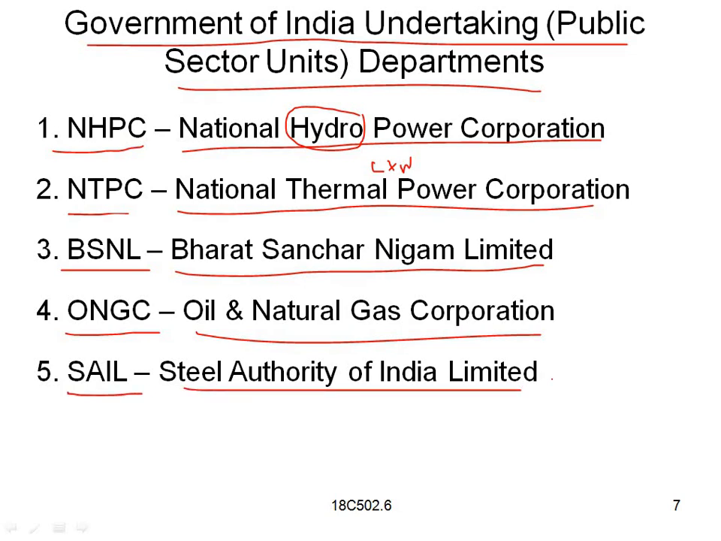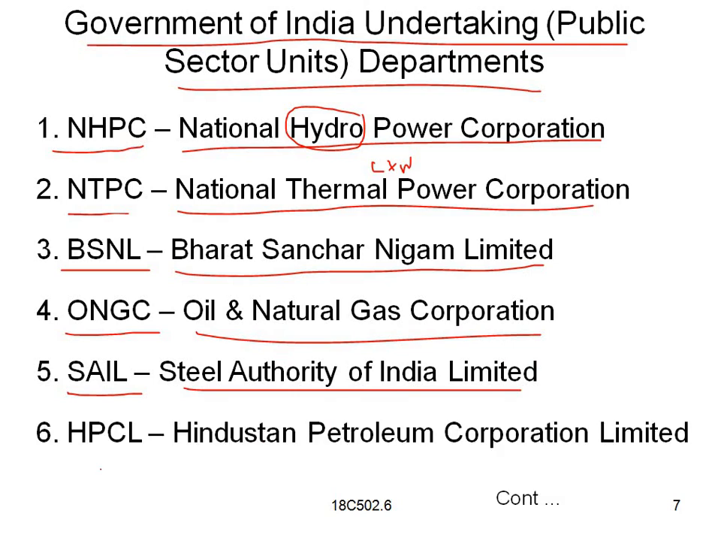Okay, and the next one, SAIL, Steel Authority of India Limited. Here the steel will be produced in this company. Okay, the steel will be provided with the quantity and it will be supplied all over India. So that's why we call it Steel Authority of India Limited. And the next one is HPCL. So it is Hindustan Petroleum Corporation Limited. So it produces the petrol from the underground facilities, whereas it transfers the petrol all over India to every state. Okay.